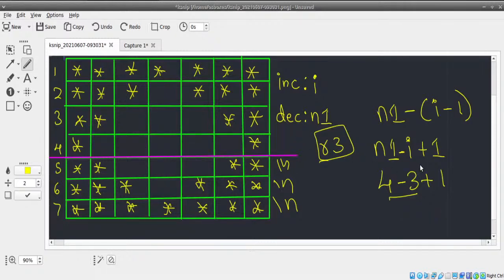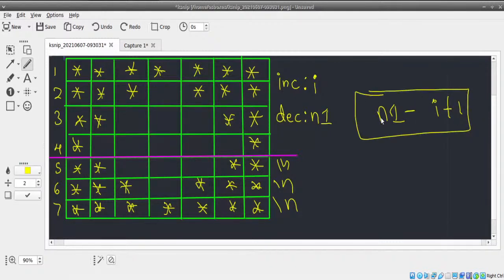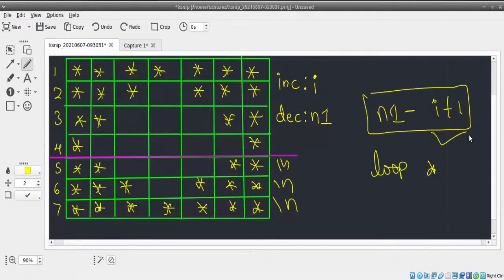Similarly, let's try for row 1. In row 1, n1 is 4 again. I will be 1 because it is row number 1. 4 minus 1 plus 1 is 4 itself. This is how we get to know how many stars are there: n1 minus I plus 1 stars. That means I need to use a loop to print a star these many times. So let us do that.